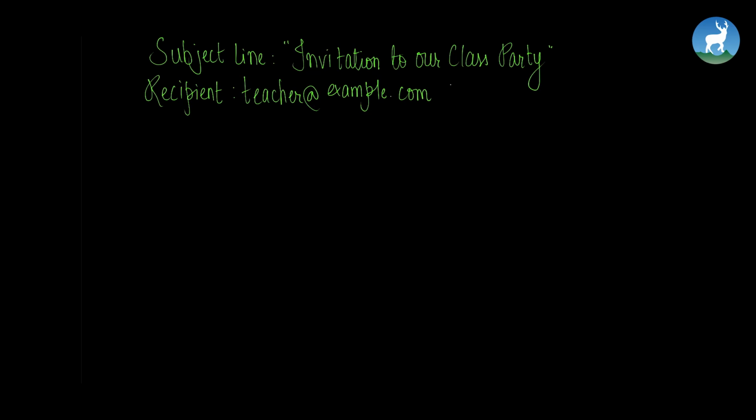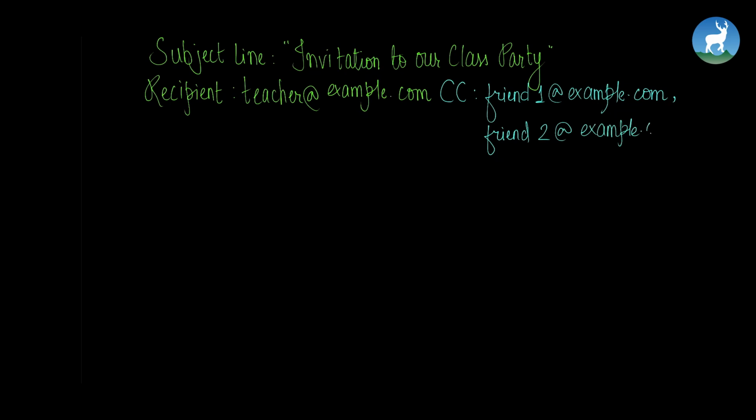Alright, let's move on to doing a CC. How do we do it? For example, we are CCing this copy of the email to one of our friends, one@example.com. And if we desire sending it to more of our friends, let's say we're sending to one more, so what do we do? friend2@example.com. So these are the email addresses. We are assuming these email addresses. Okay, now let's go with the next step.